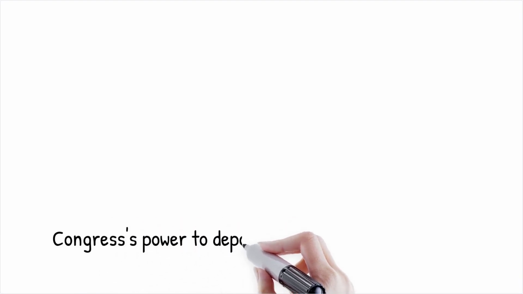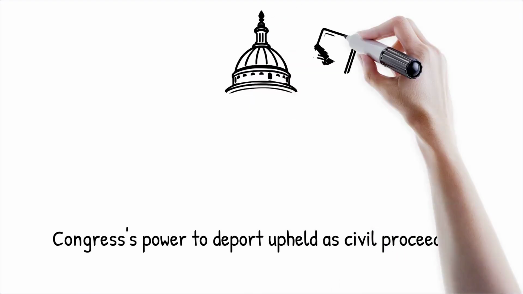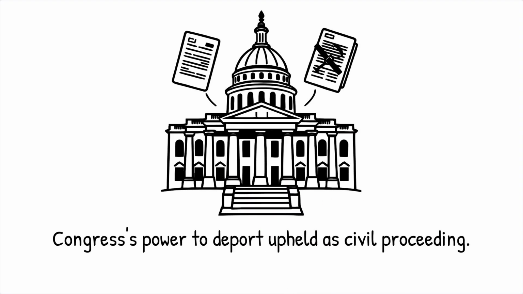Immigration authority upheld. The court affirmed Congress's plenary power to regulate immigration, including the authority to deport undocumented immigrants through administrative processes. Thus, the deportation aspect of the Geary Act was upheld, as deportation was considered a civil, not criminal, proceeding.